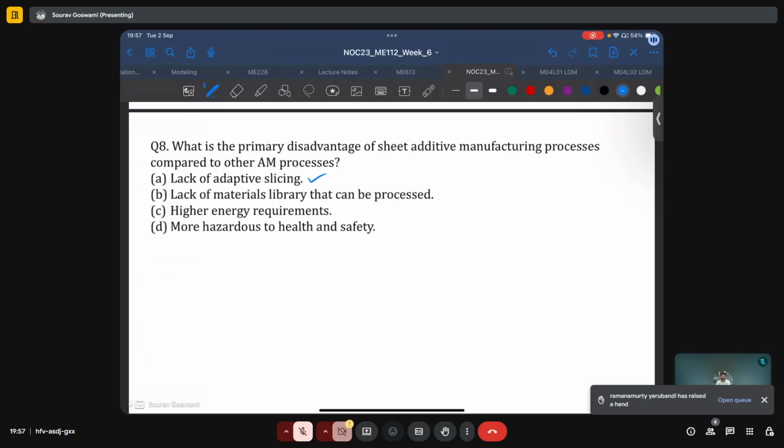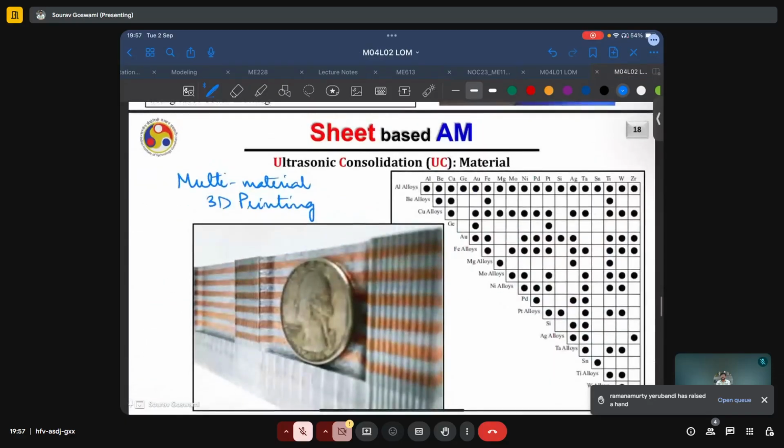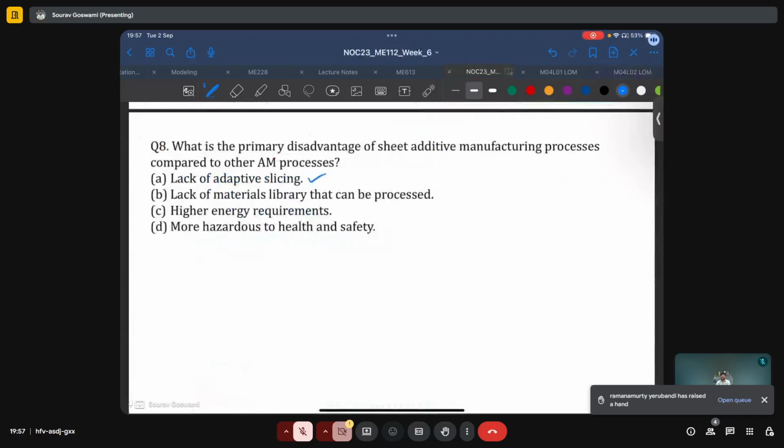The library of materials which can be processed using the ultrasonic consolidation process is fairly large. And as we also saw, I think in one of the slides, it can be used to process a large variety of materials which may even be metallurgically incompatible, because it is a solid state process. And since the materials are not melting and mixing, no deleterious secondary phases will form. So it is not really limited in terms of the materials that can process.